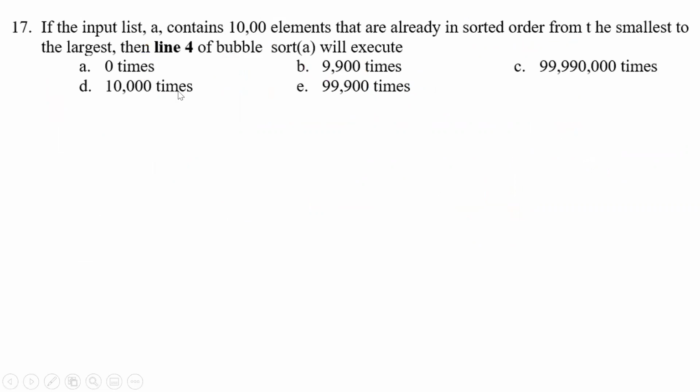So this is the question here. It says that if the input list contains, let's say 1,000 elements that are already in a sorted order from the smallest to the largest, the line 4 of bubble sort will execute how many times? And the answer is going to be 0 times. It will not execute at all.